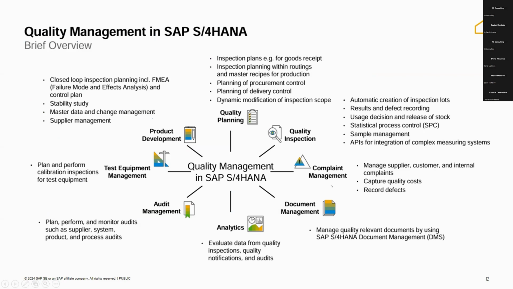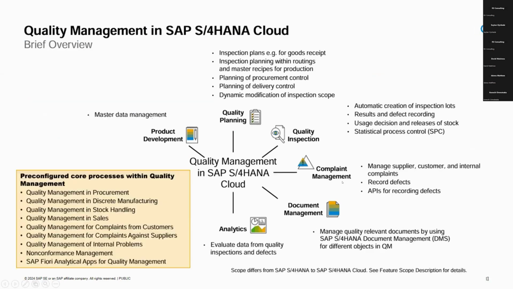So what are the business processes that quality management supports? Quality management supports procurement. It supports discrete manufacturing for manufacturing operations. It also supports stock handling, where you handle your stock with batches or labeling. It also helps you with quality management in sales, where you perform quality checks before you sell to your customers. It also helps you manage customer complaints, and complaints against your supplier. It also manages some internal problems, like goods that are produced within.